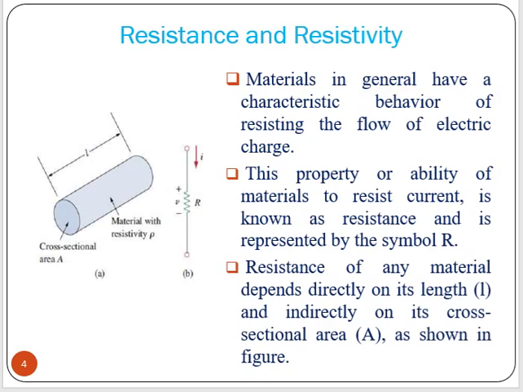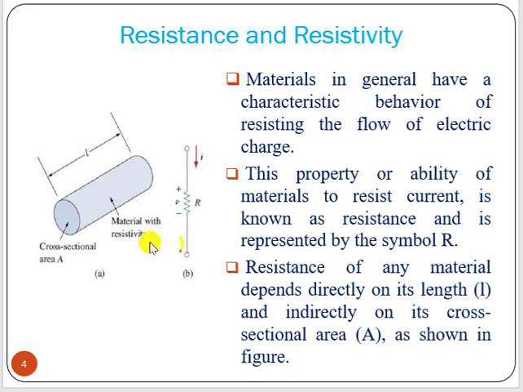So now the first point is resistance and resistivity. Materials in general have the characteristic behavior of resisting the flow of electric charge or current. This property, the ability of a material to resist or oppose the flow of current, is known as resistance, and it is represented by the symbol capital R. Resistance of any material depends directly on its length and inversely on its cross-sectional area.